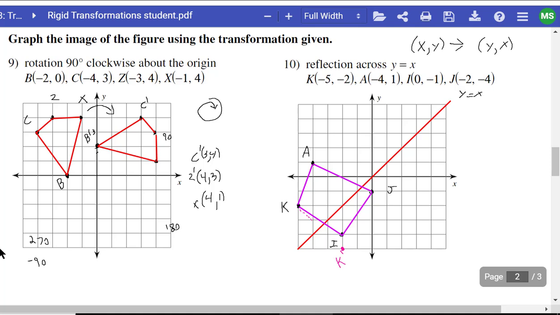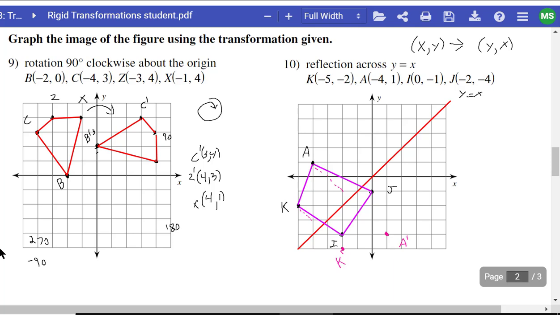So my A would be now 1, -4. Let's see if that's right. Let's do the count across the diagonals. So 1, 2, and a half. So a half, 1, 2. Hey, look, that's 1, -4. And so this is going to be my A prime.